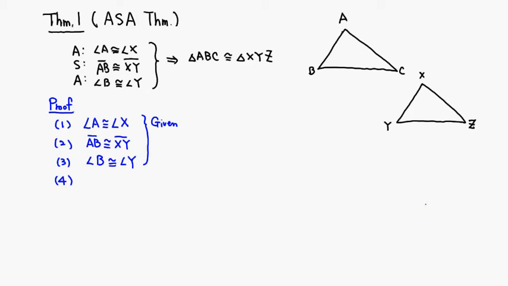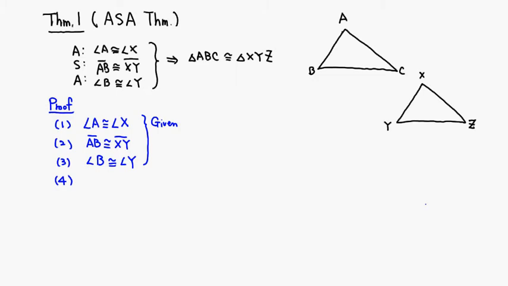Alright, let's look at Theorem 1, the angle-side-angle theorem. If we have angle A congruent to angle X, and segment AB congruent to segment XY, and angle B congruent to angle Y, then this will imply that triangle ABC is congruent to triangle XYZ.